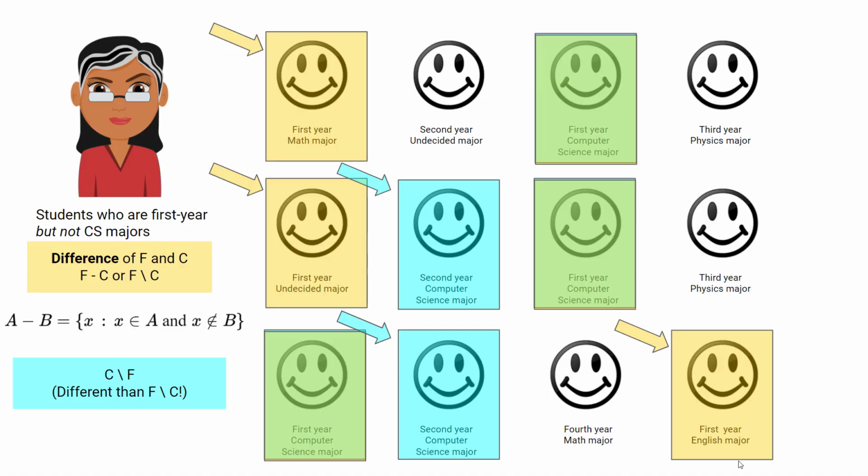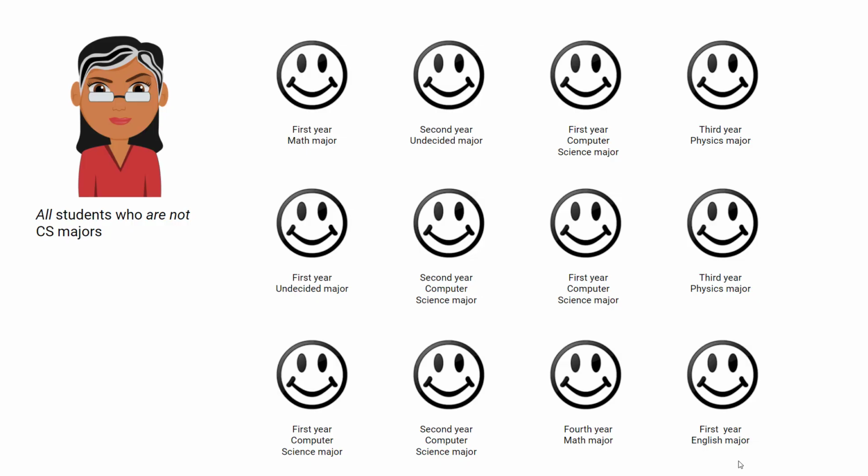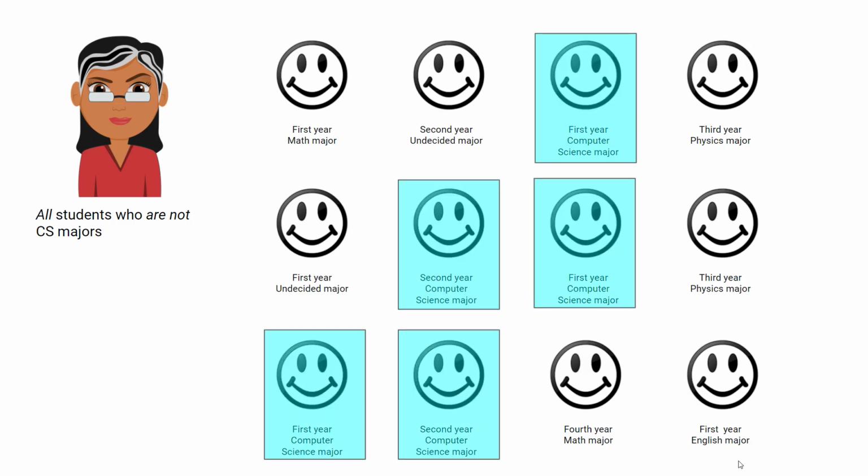The instructor of the discrete math class decides it would be good to send that information about being a computer science major to all students who are not currently majoring in computer science, not just the first-year students. So now she needs a list of all students who are not majoring in computer science, regardless of what year they are in. This is called the complement of a set.